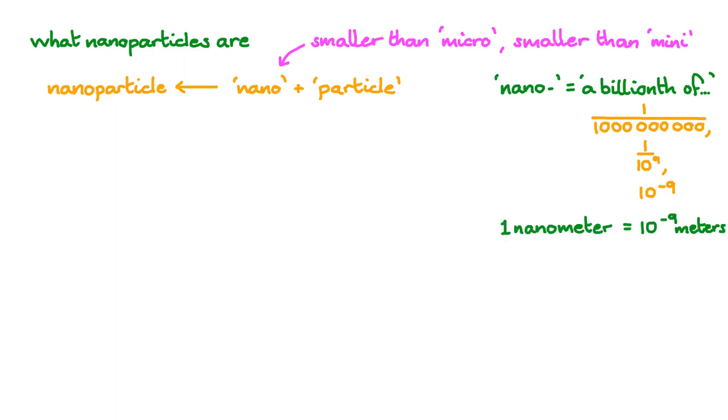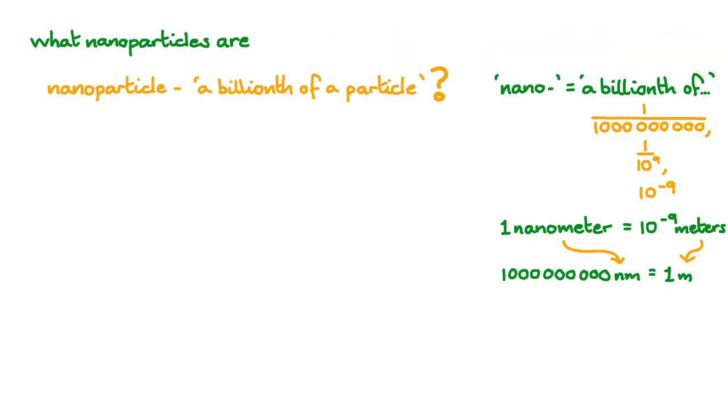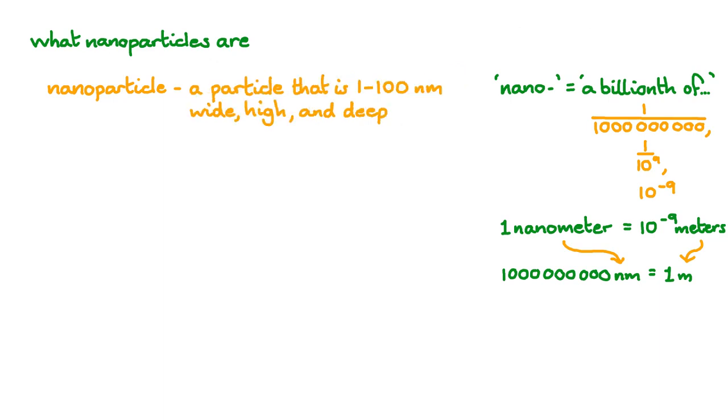1 nanometer is equivalent to 10 to the minus 9 meters, and 1 billion nanometers is equivalent to a meter. You might see nanometer abbreviated NM. So does that mean that a nanoparticle is a billionth of a particle? How does that work? Particles don't have a restricted size. What about nanometer-sized particle? That makes sense. However, that wouldn't be very useful. There aren't going to be very many particles that are exactly 1 nanometer in size.